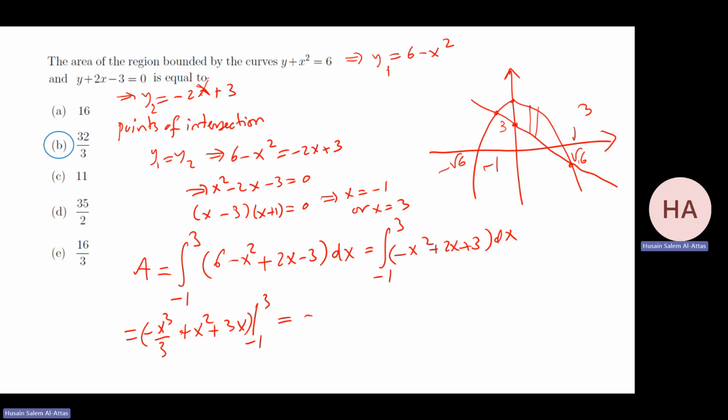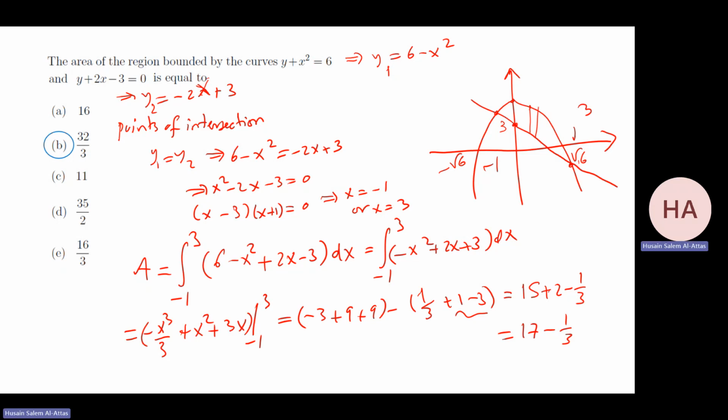Minus 27 over 3, that will be minus 9 plus 9 plus 9, minus, at minus 1, that will be 1 over 3 plus 1 minus 3. So that gives me 9, minus 2 plus 1 over 3. Not plus 3, this is minus, sorry.